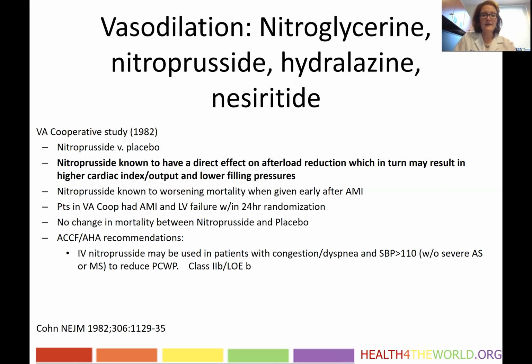This was an interesting study because at that point in time, nitroprusside was known to worsen mortality when given after a heart attack. But in this study, there was no change in mortality. So patients may feel better when we give this. We're certainly not improving their survival, but they may feel better. So the recommendation is that IV nitroprusside may be used in patients to help decongest them and make them feel better, as long as they don't have severe aortic stenosis or mitral stenosis.